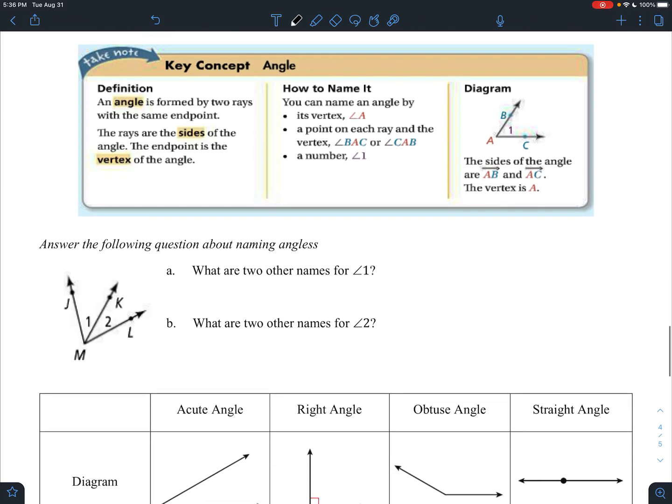All right. Pause the video, read that diagram, read that table and get to know it. Pause the video and I'm going to move on.